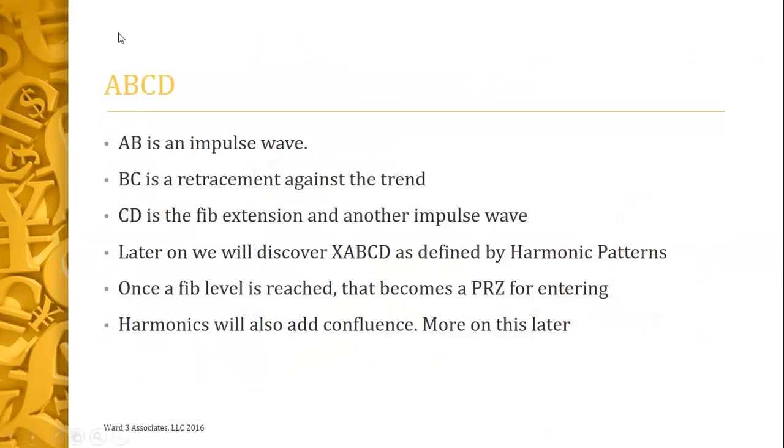All right. So going back to A, B, C, D. A, B is an impulse wave, all right? So it would be a number like 1, 2, 3, 4, 5. B, C would be the retracement against that trend. So it's going to be lettered either A, B, C, D, E, or F. C to D is going to be the extension or the move out of the retracement. And that's the move that we're going to catch, basically. All right. Then, of course, later we'll get into the harmonics and things like that.